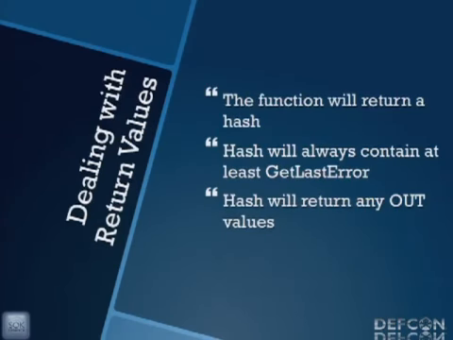So when you make an actual function call, you're returned a hash. That hash will always contain, at the very least, the result of a getLastError call. Railgun makes the function call for you, and then it calls the Windows getLastError function, which will tell you any error code that occurred with running that function. And then the hash will contain any out values from that function call.